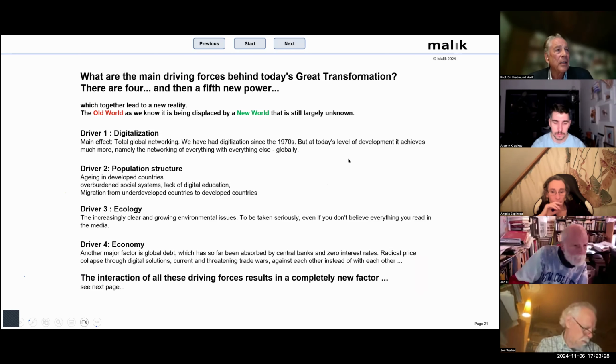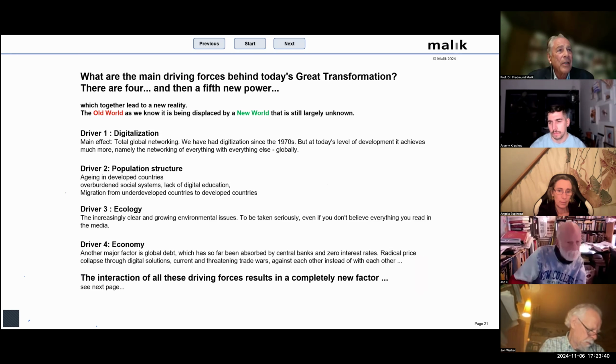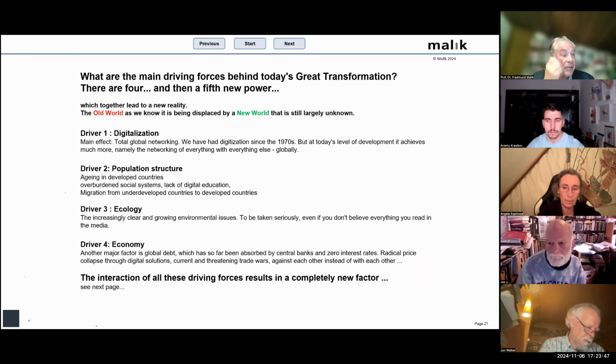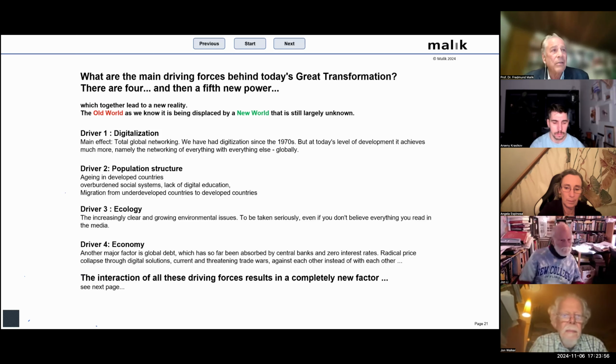The main effect, total global networking. We have had digitization since the 1970s, but at today's level of development, it achieves much more, namely the networking of everything with everything else, globally. Driver two, population structure. Aging in developed countries, overburdened social systems, lack of digital education, migration from underdeveloped countries to developed countries.